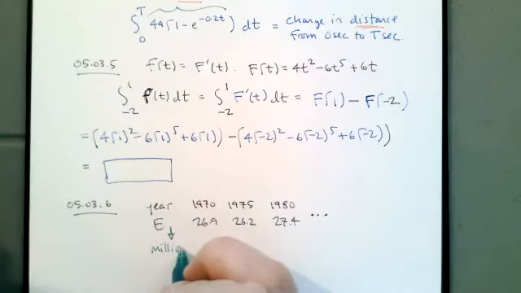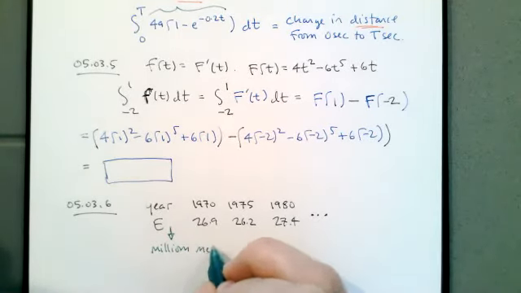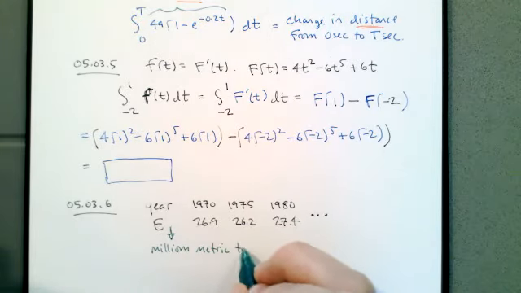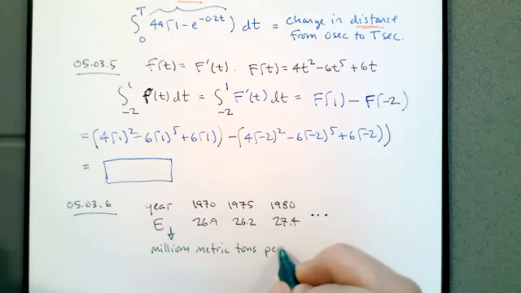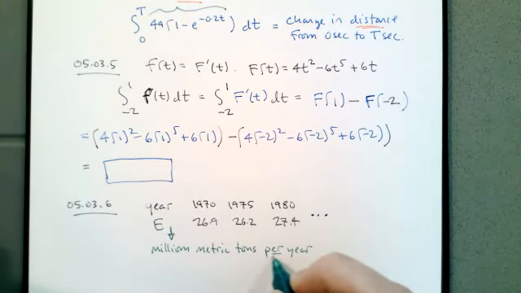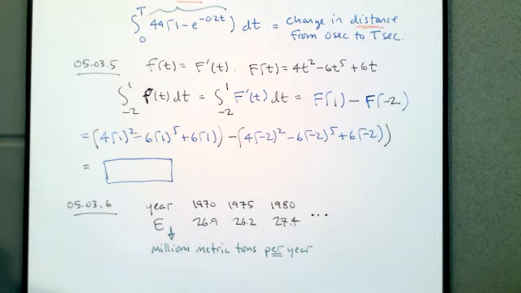Million metric tons per year. So E is a rate of change of metric tons with respect to the years. So E is a rate of change of million metric tons. That's what we want to notice. E is a rate of change.